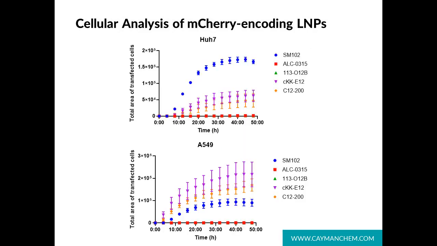It is also notable that neither ALC0315, which is shown in red, nor 113O12b, shown in green, particles, both of which showed high encapsulation efficiency and other favorable particle characteristics, expressed measurable mCherry in either cell line. Especially since ALC0315 has been proven effective in the Pfizer-BioNTech COVID vaccine, the obvious question is why?